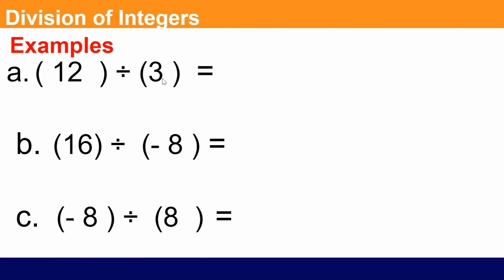Okay. Examples for division. 12 divided by 3. So, same positive, your quotient is positive. Positive 4. Letter B. Positive 16 divided by negative 8. So, unlike sign sila, so your quotient will be negative 2. Yan. Next, negative 8 divided by positive 8. Unlike sign po uli. And then meaning, ang quotient mo ay negative. So, it is negative 1.